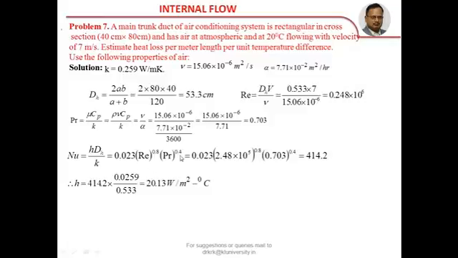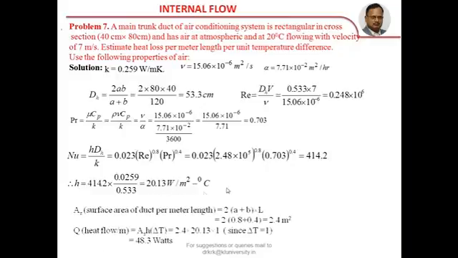Only properties K, nu and alpha are given. So by using these properties, the Prandtl number is the momentum diffusivity to thermal diffusivity ratio, nu by alpha. You can calculate it as 0.703. Since it is turbulent flow, let us invoke the Dittus-Boelter correlation. Nusselt number equals 0.023 Reynolds number to the power 0.8, Prandtl number to the power 0.4. It is a heating application, so we are using 0.4 here.